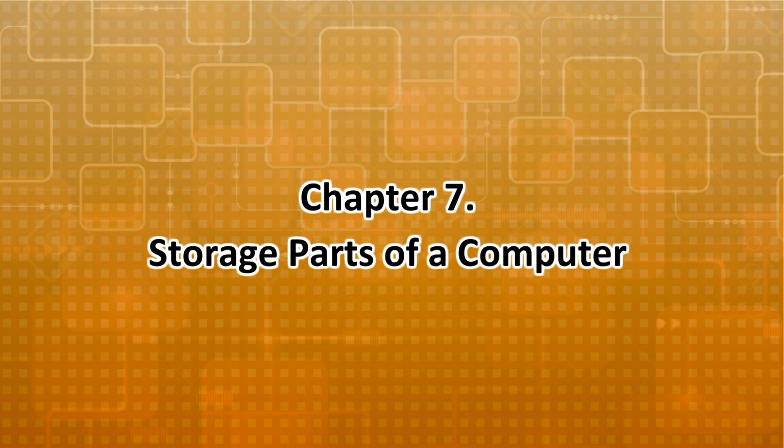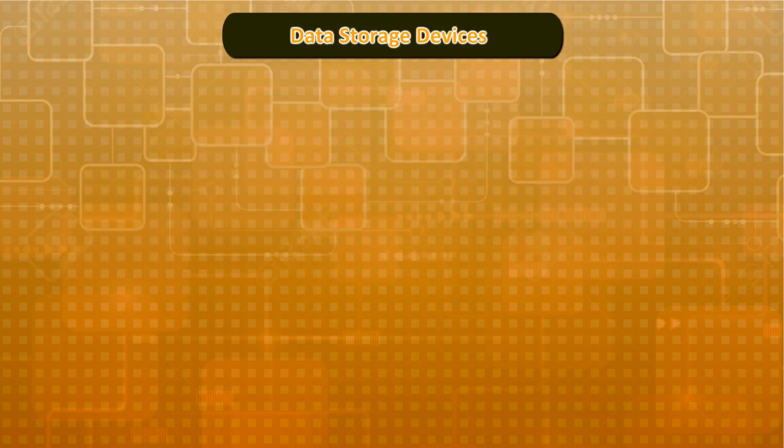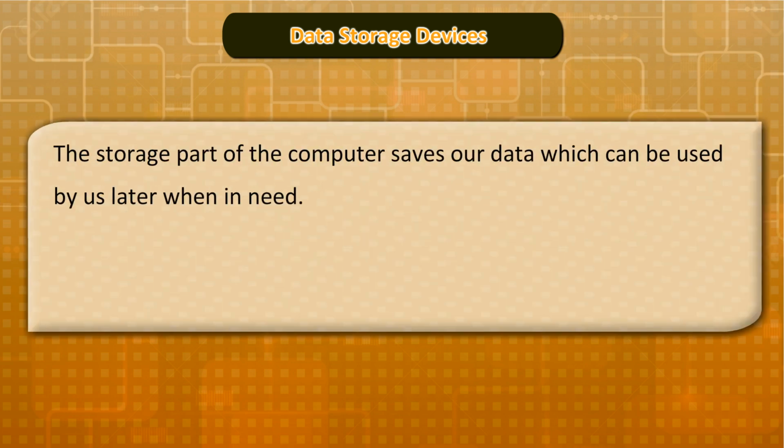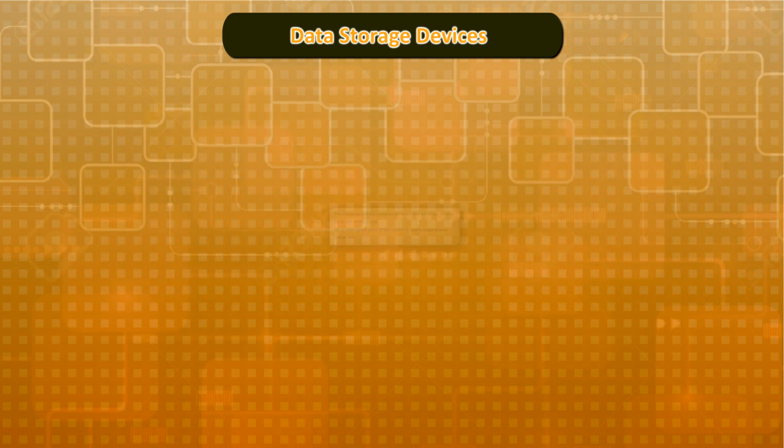Chapter 7, Storage Parts of a Computer. Topics covered: data storage devices. The storage part of the computer saves our data, which can be used by us later when in need. Let us learn about some of the commonly used storage devices one by one.